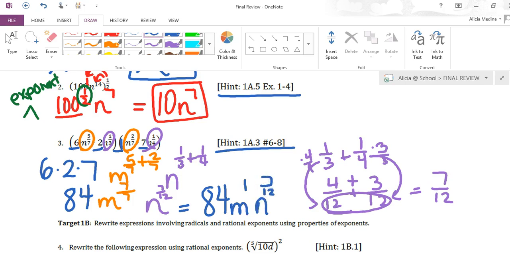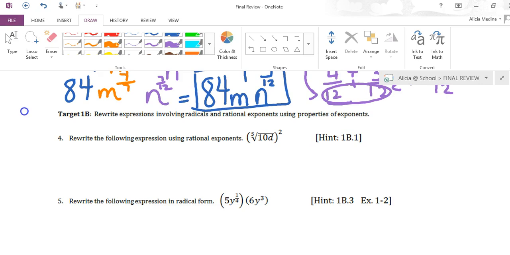Again, I don't really need that 1 there for my m, but you can write it. Alright, so this is going to be my final answer. Some of these questions should look somewhat familiar because they were on the review for that unit.